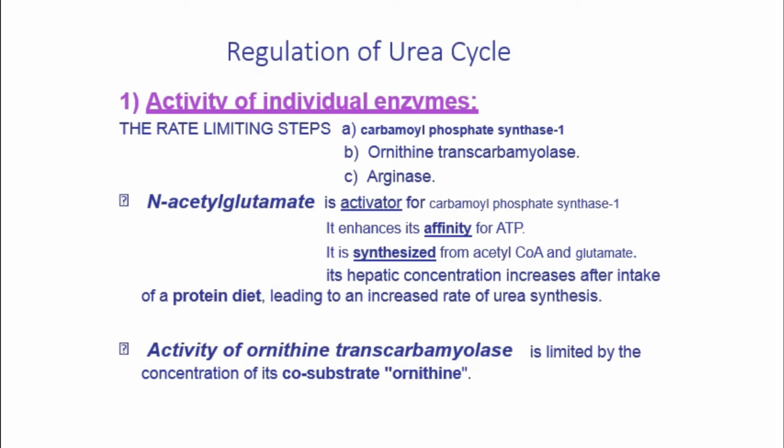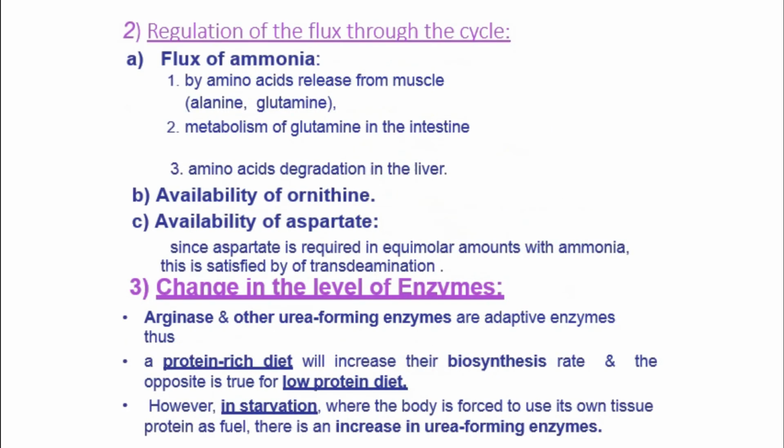Activities of ornithine transcarbamylase will require ornithine. So if we can control the presence of ornithine, also we can regulate the urea cycle. The second way of regulating is through the flux through the cycle, flux of ammonia. That is the amount of ammonia that is produced to this cycle, either from muscles of alanine or glutamine, or by metabolism. If we have a decreased metabolism, we will have a decreased urea cycle and so on. If we have a decreased amino acid degradation, we have decreased chances of urea cycle. It also can be regulated via availability of ornithine and availability of aspartate.